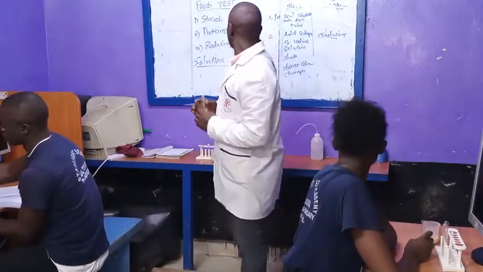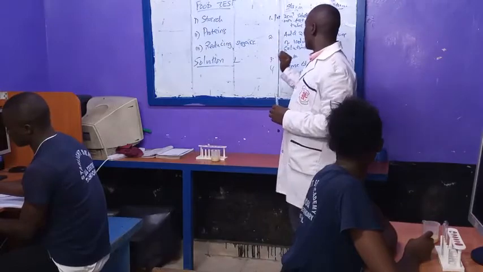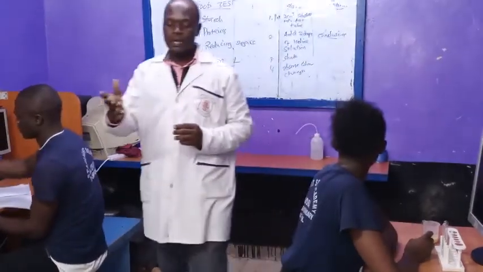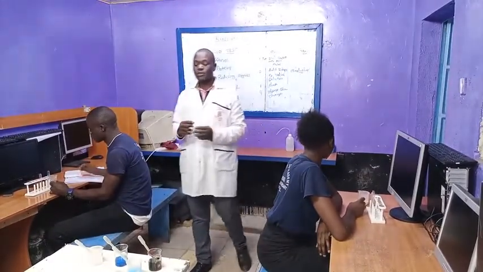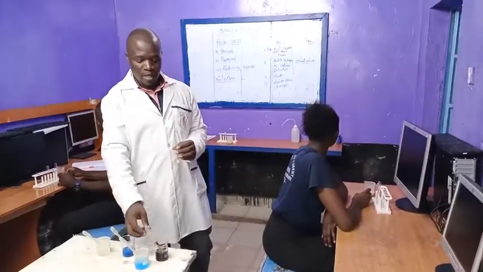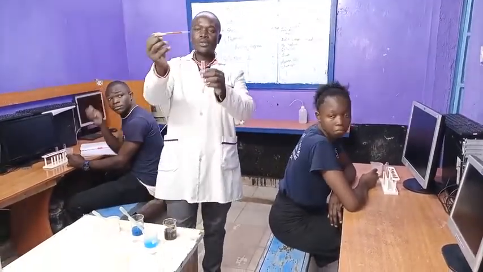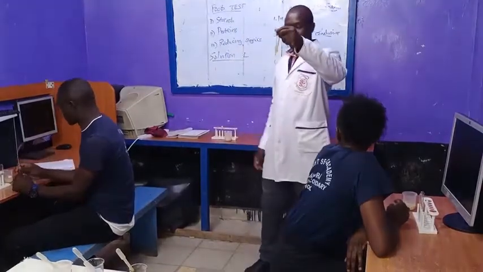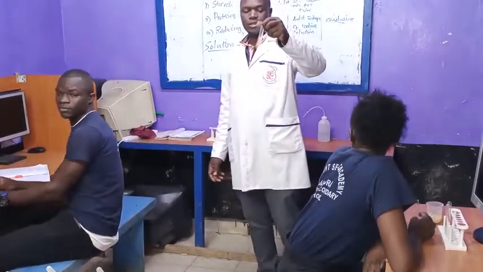Then to this food substance, we need to add 2 to 3 drops of iodine solution. The iodine solutions have been given from the ones that are on the common table. So you'll be able to come and identify the iodine solution. Then you take 2 to 3 drops. Then you shake. Then you observe the color that is going to change.